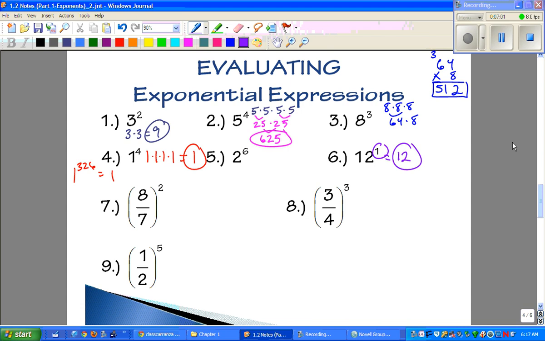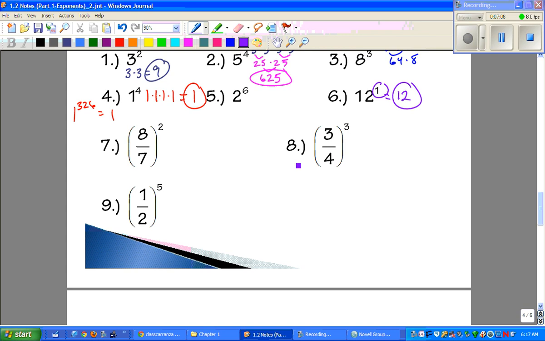Now, let's take a look at number 9. Number 9 is the same thing as 7 and 8, but it's (1/2) to the 5th power. What we can do with rules of exponents is distribute the 5. 1 to the 5th is 1, and 2 times 2 times 2 times 2 times 2 will give us 32. That one you can do in your head.